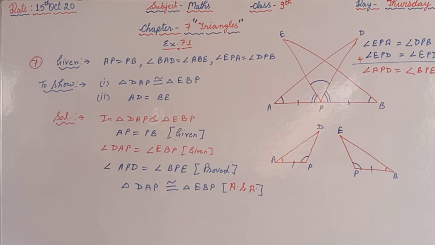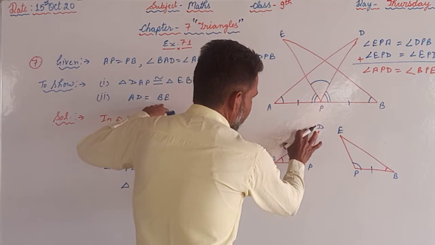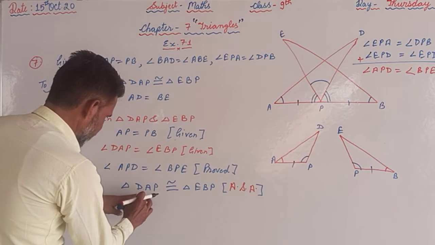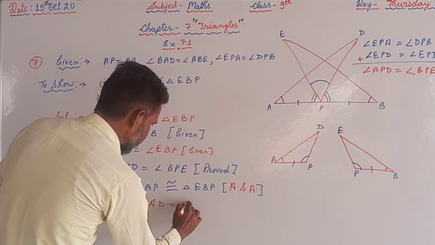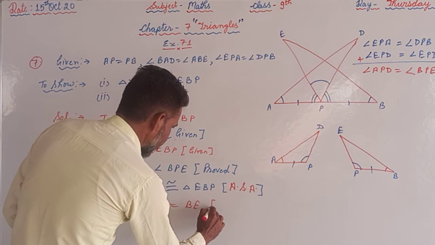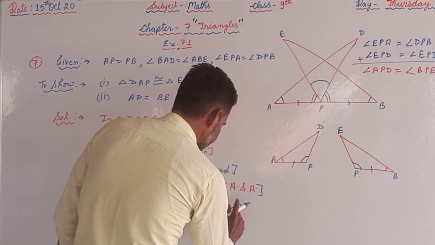Now regarding the second part, AD is equal to BE. Why? What is the reason for that? That is CPCT.